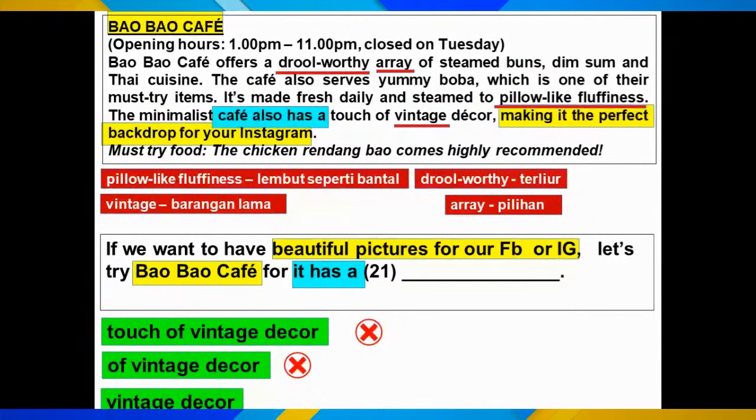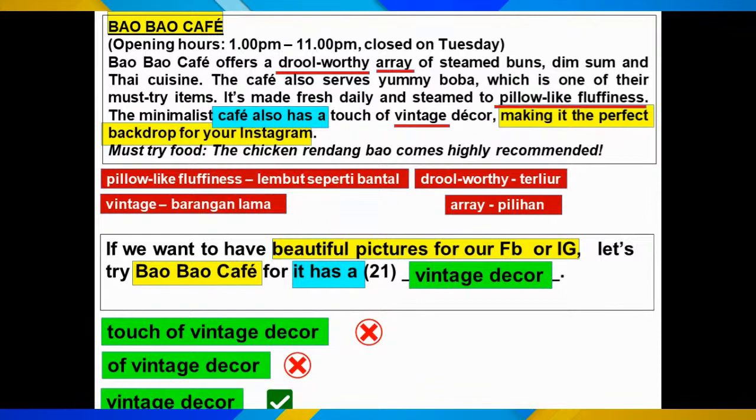Vintage decor. Okay. So most of you have answered vintage decor. So can we accept this answer? Yes. Okay. So good. Those who answered, Shakir, you got the correct answer. Good. So vintage decor is the answer, right? So easy, right? Okay. Can we start? Can we continue with the next one?